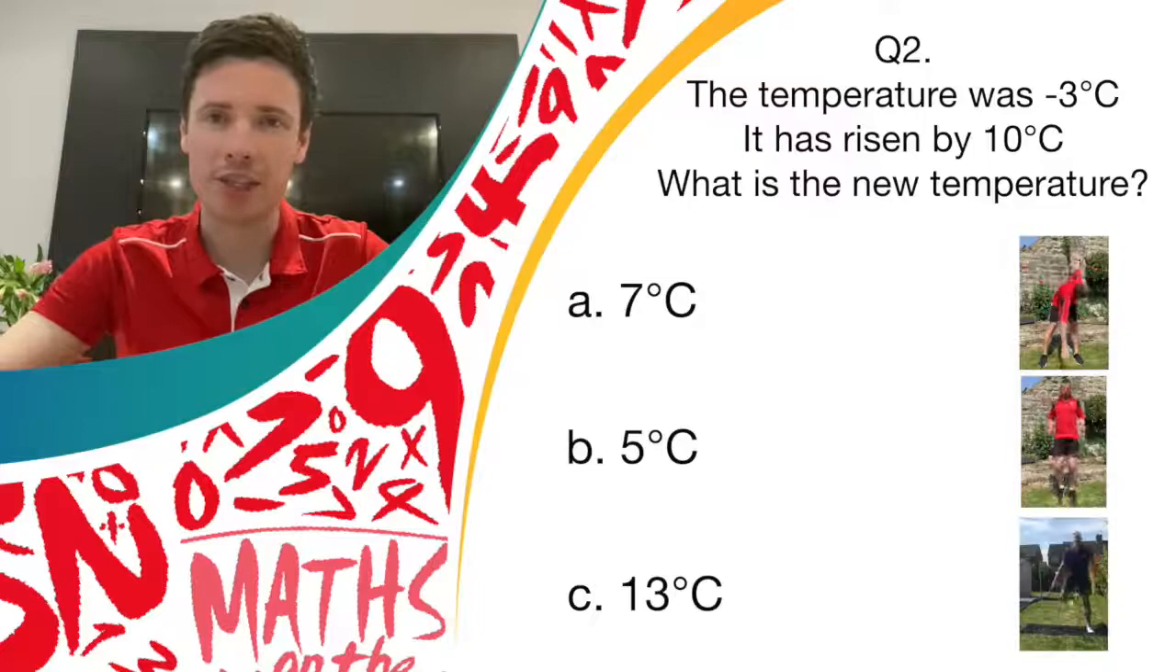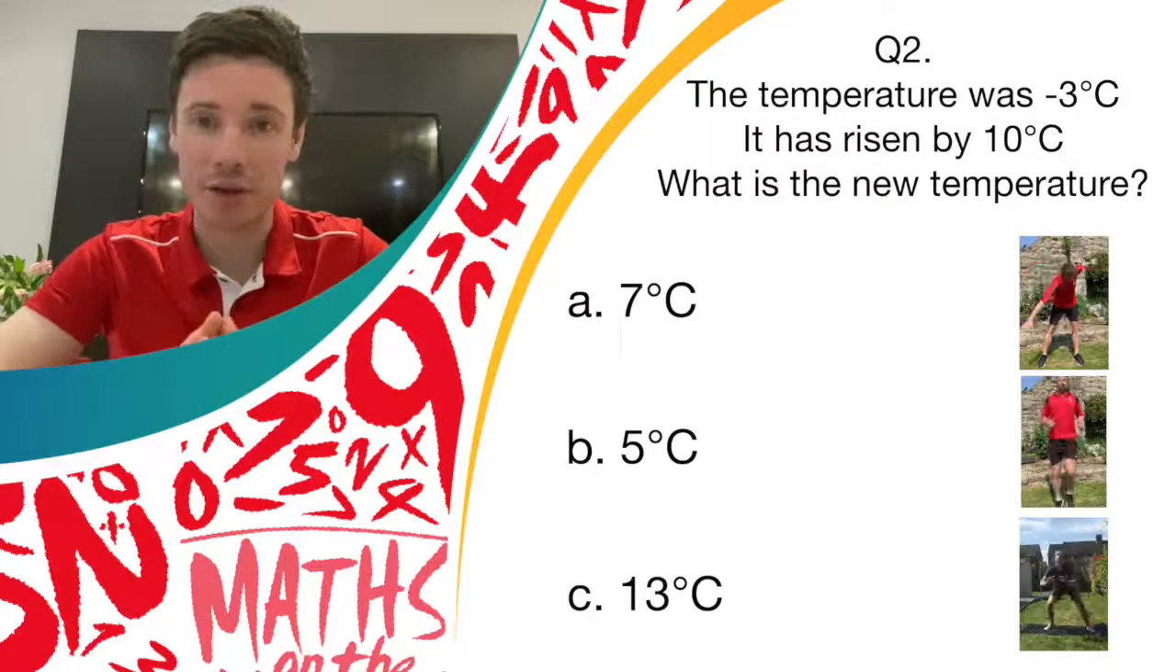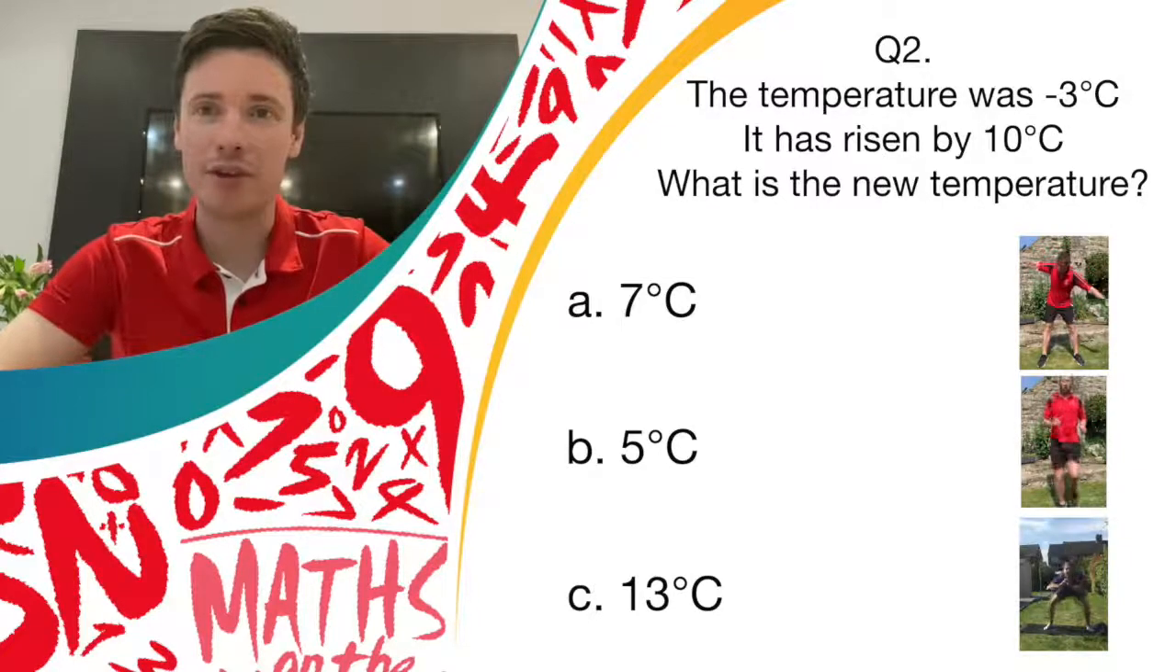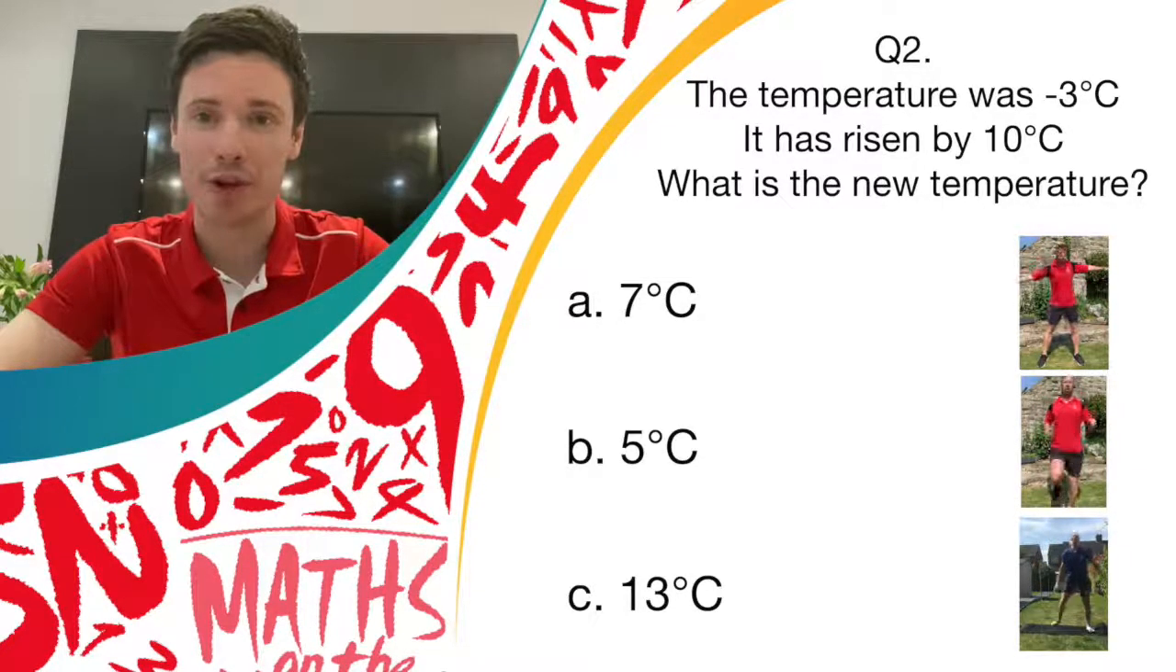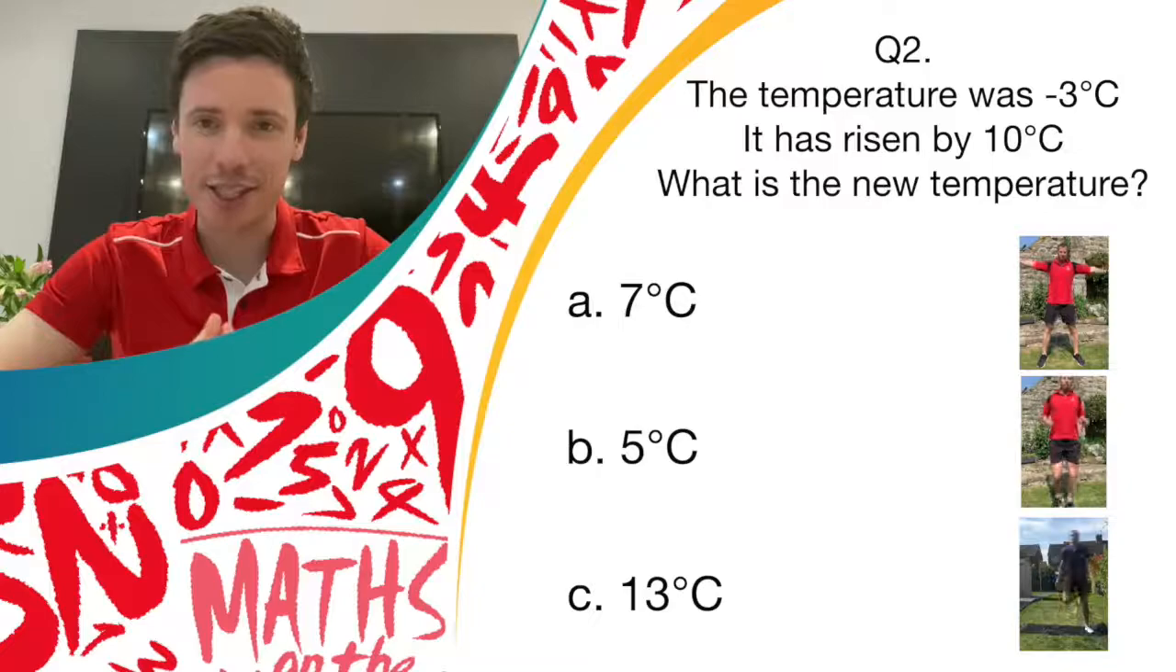All right, here are your options. Is it A, 7 degrees? Is it B, 5 degrees, or is it C, 13 degrees? As soon as you think you know the answer, it's the same again. If it's 7 degrees, you should be doing that windmill movement. If you think it's 5 degrees, you should be running on the spot. And if you think it's 13 degrees, then it's the donkey kicks.